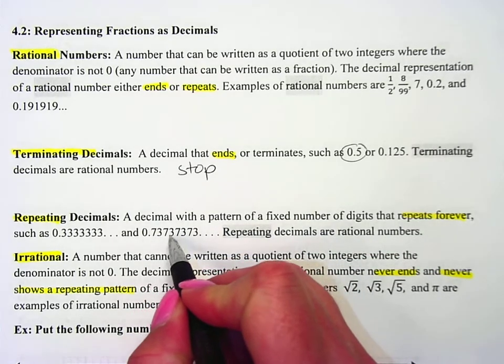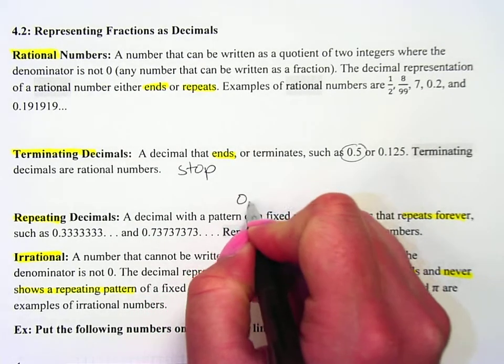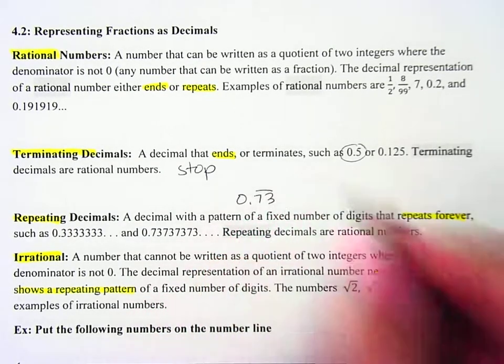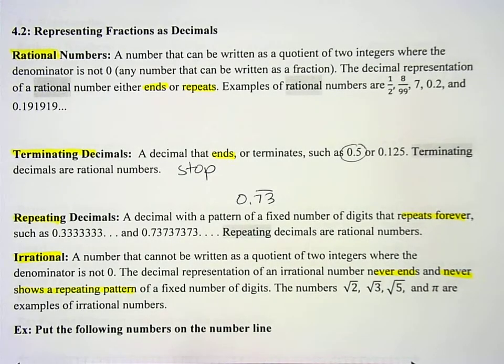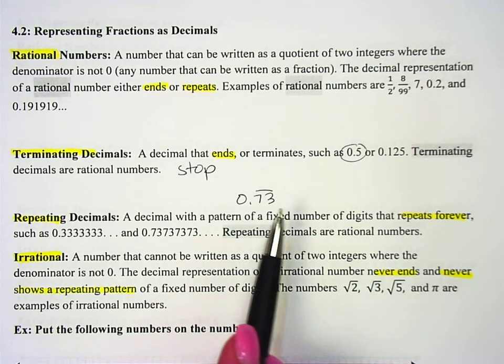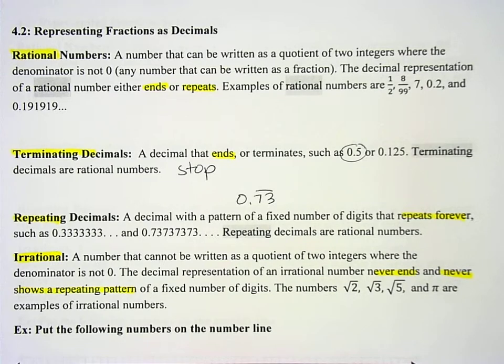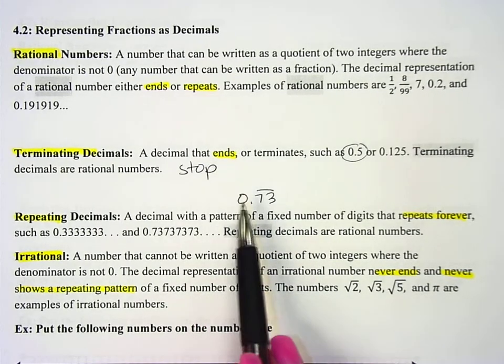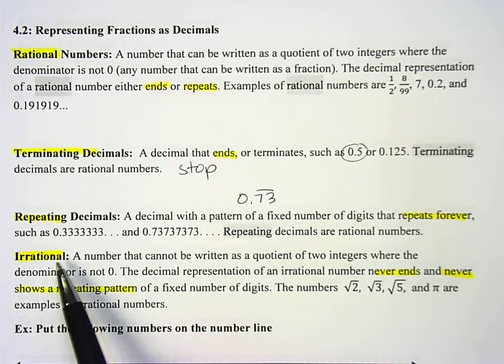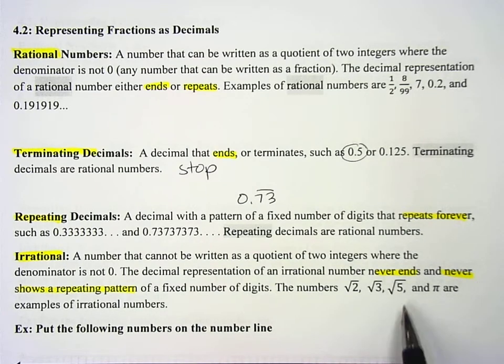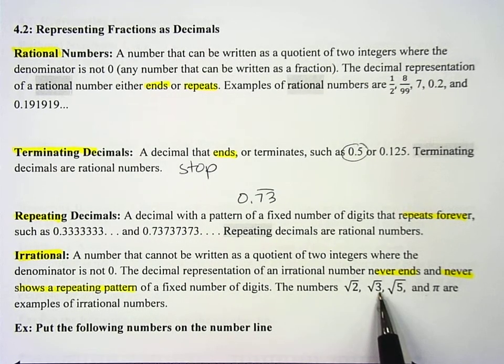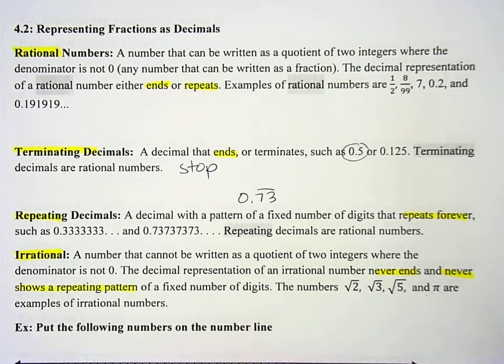So 0.737373, we would write that as 0.73 with that bar on top. That shows 737373 over and over and over again. Okay? If I cannot write it as either one of these two though, that's considered irrational. So pi, or anything that's approximately something with a decimal that doesn't stop, doesn't repeat, that's irrational.